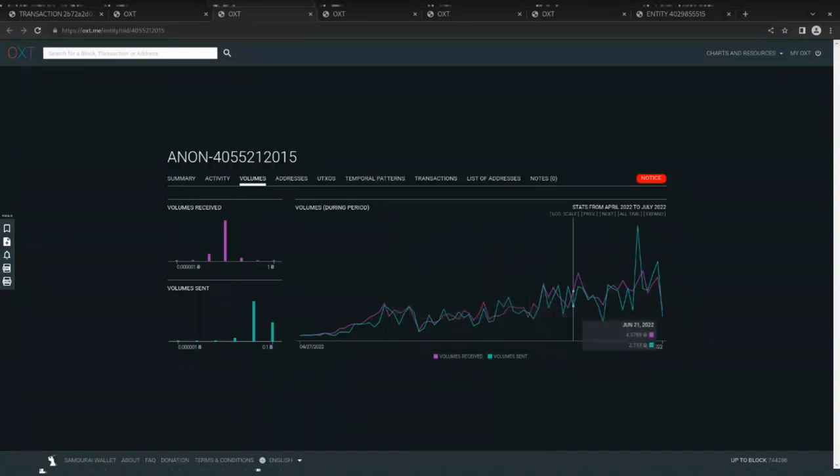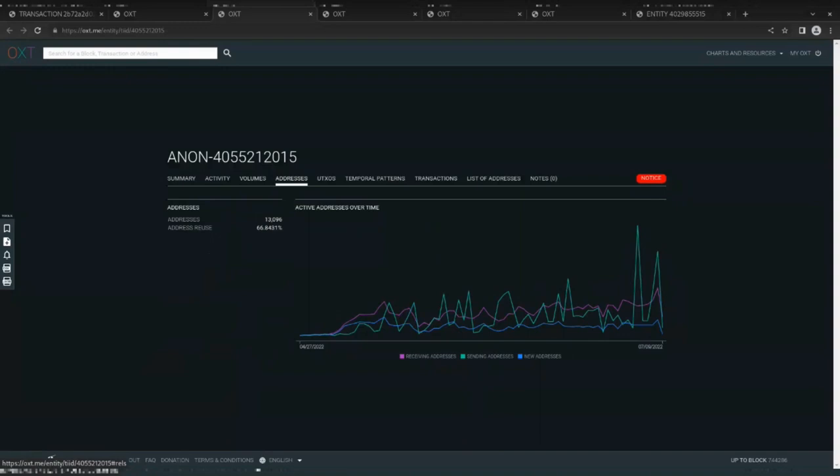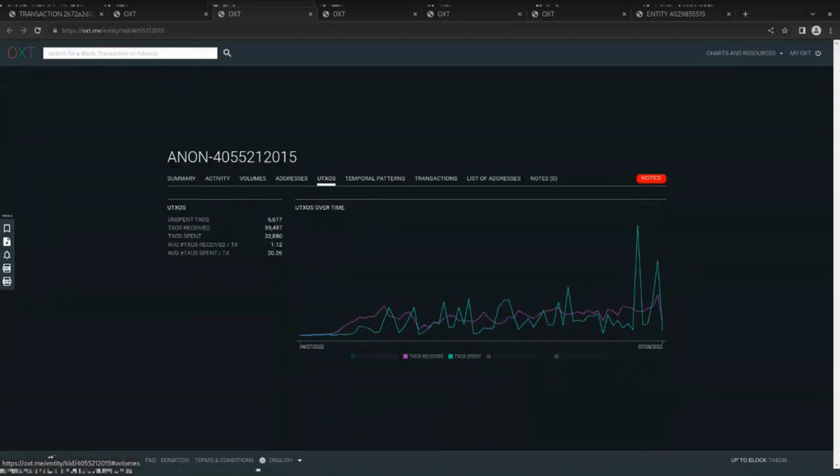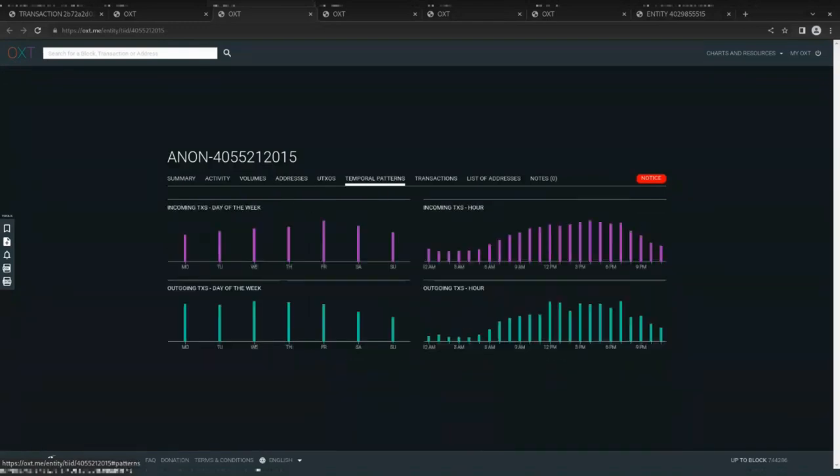These are daily volumes. Not much pattern here to see. Addresses, UTXOs. But one thing that can be pretty helpful is the temporal pattern of when the outputs associated with this cluster are spent. We see a peak activity range for this cluster between about 9 a.m. UTC and 9 p.m. UTC.